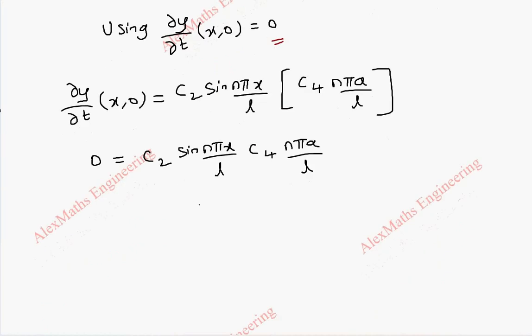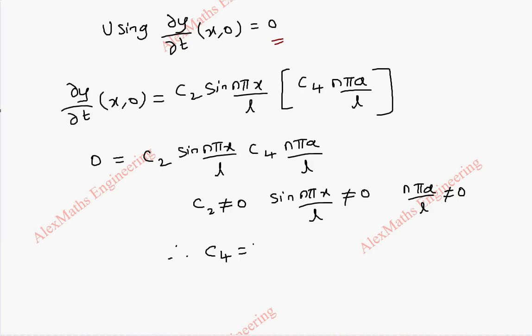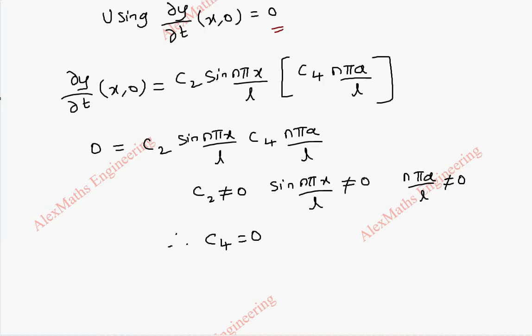Here C2 cannot be 0, which we discussed already, and sine n pi x by L cannot be 0 because it is defined for all the values of x, and n pi a by L is all constant which cannot be 0. Therefore, the only choice is C4 must be 0. So when C4 is 0, this we are going to apply in the solution.